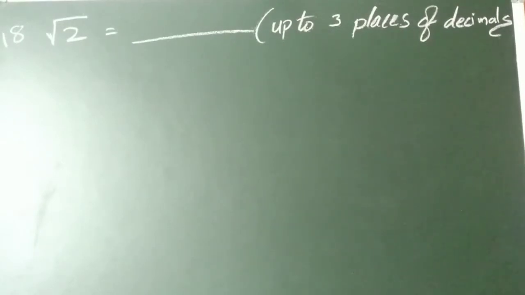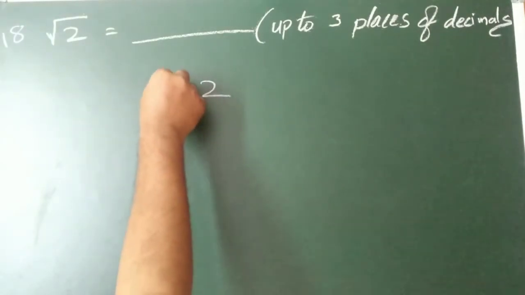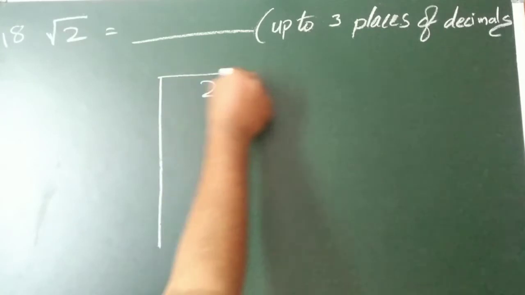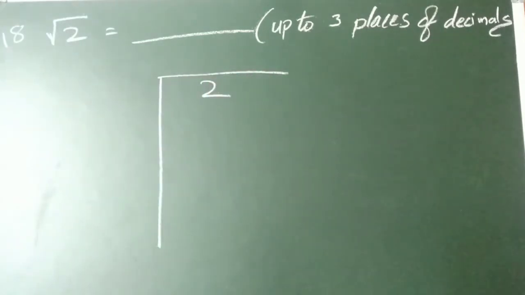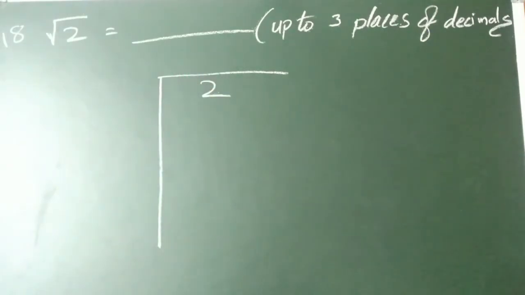Eighteenth one: root 2 equals dash, up to 3 decimal places. I think for you this is a new method, so observe everybody carefully. Here I am taking 2. Since they asked for the square root, whatever number we take as the divisor in the quotient, we also want to take the same one.